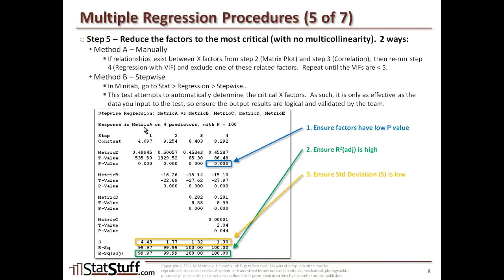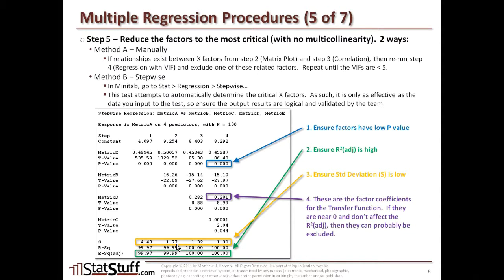And next we're going to look at the standard deviation. We want a standard deviation value that is low. The lower the standard deviation, the less variation there is in the equation that we're going to be coming up with. So in this case, again, we want something that's much lower. And you can see for the first stepwise step in here, accounting for just metric E, we still have a high R-squared adjusted, and the p-value for metric E is 0, but the standard deviation is about 3 times higher than some of the other combinations next to it. So it's something to consider as we go forward.